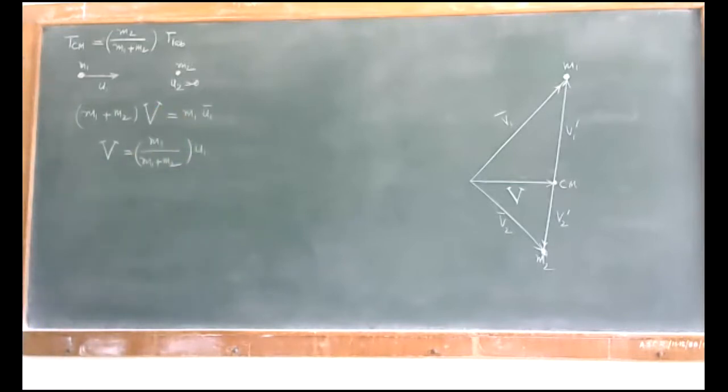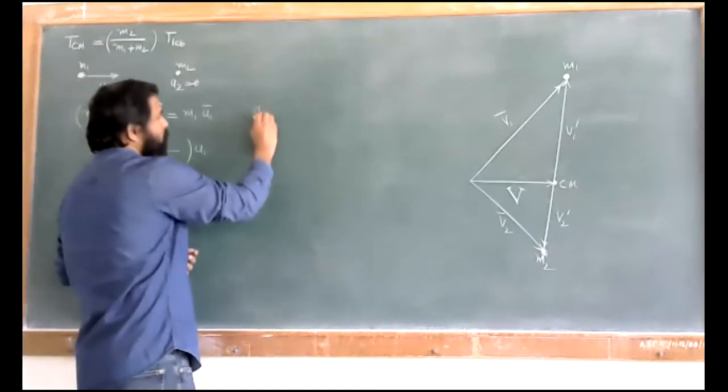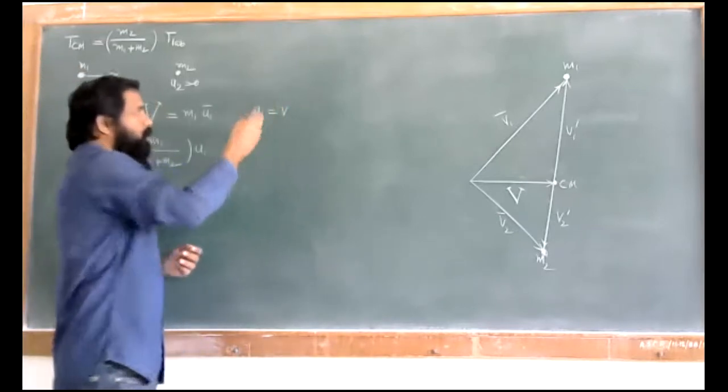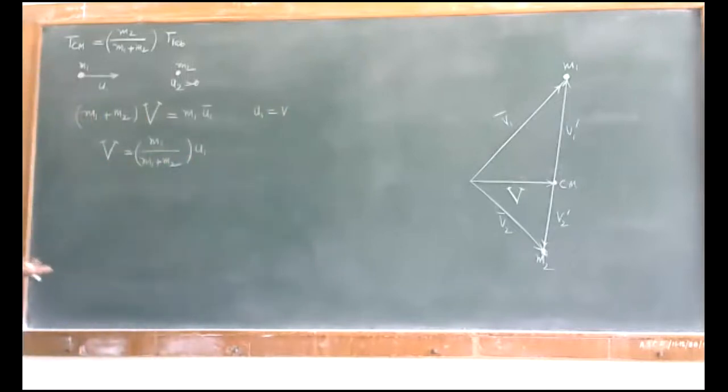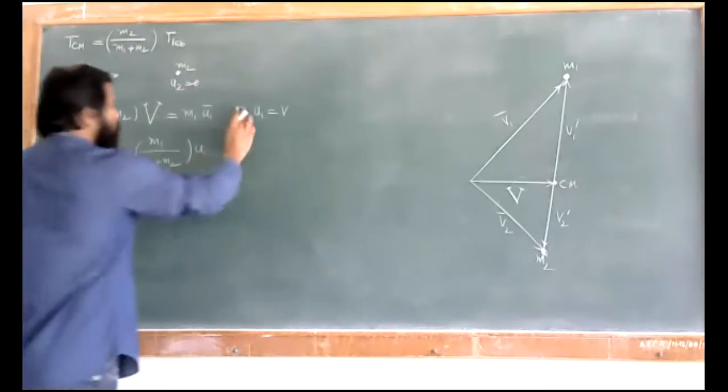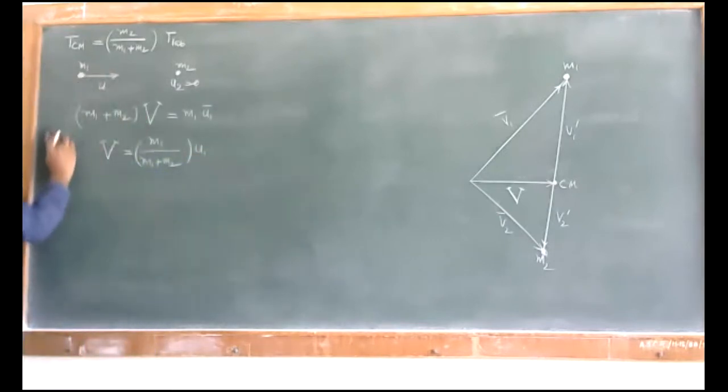We have already seen these conditions, where we used that the value of u1 is nothing but the relative velocity, since there is no other velocity, and it is given in terms of v. So just have a look at these points.